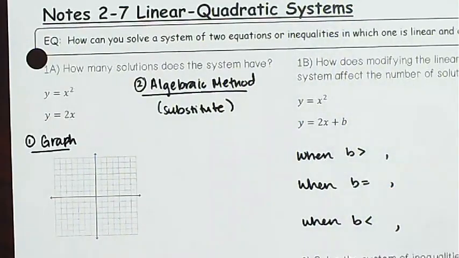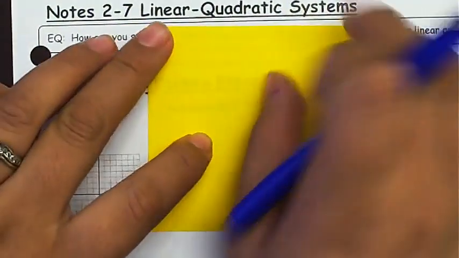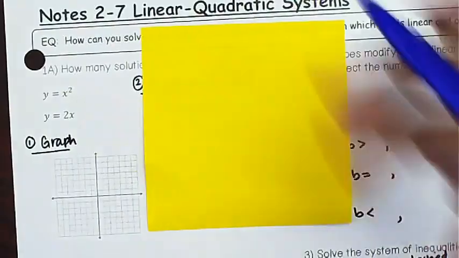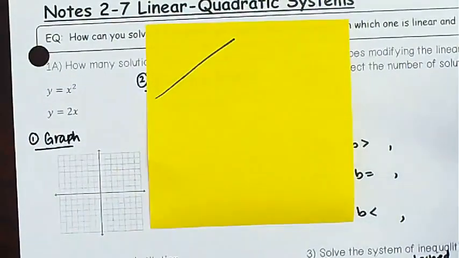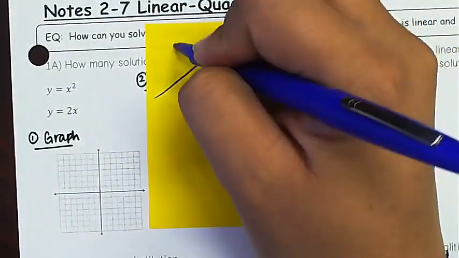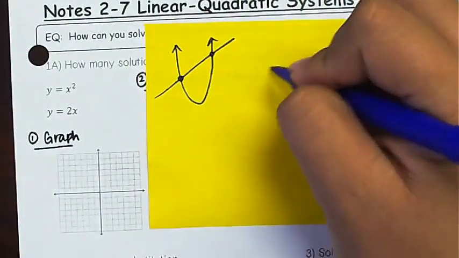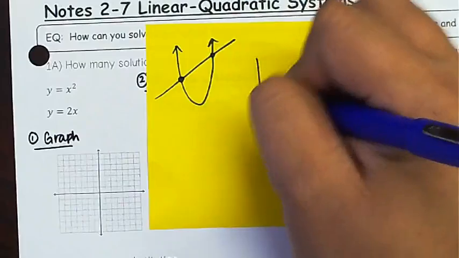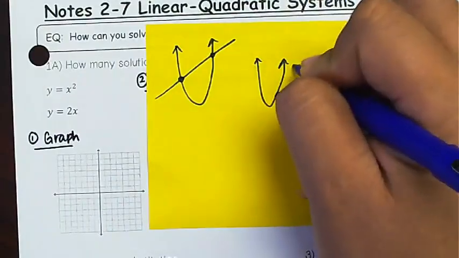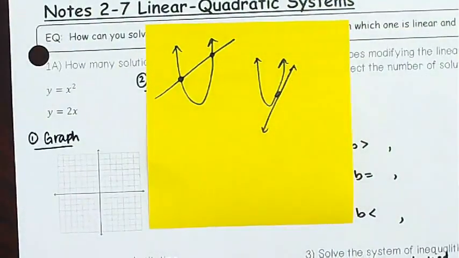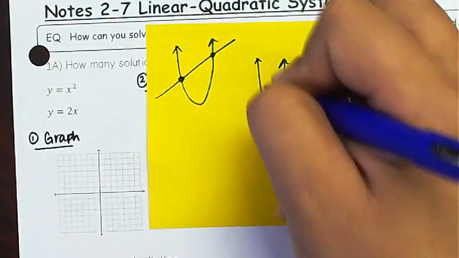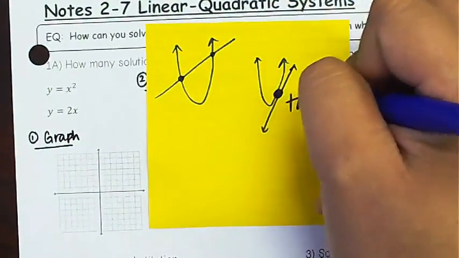When we talk about lines, we know that lines can intersect twice, one time, or no times at all. But in this case, we're going to be talking about linear quadratic. So we're talking about lines and whether they can intersect with parabolas or not. So a line can intersect with a parabola twice. A line can intersect with a parabola maybe once. And when it intersects once, we say that they are tangent because they only have one point of intersection.